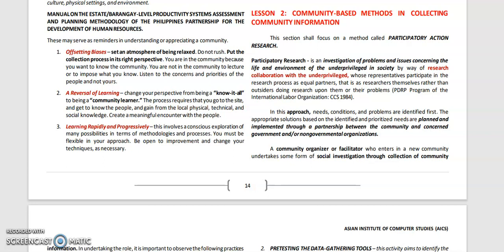The third one, learning rapidly and progressively. This involves a conscious exploration of many possibilities in terms of methodologies and processes. You must be flexible in your approach. So, kinakailangan talaga malawak yung pag-approach mo or you are flexible enough to reach them out. So, be open to improvement and change your techniques as necessary. This is for you kasi ito rin ay constructive criticism eh. Diba? Para sa'yo rin yan. And kinakailangan you are always open for that.